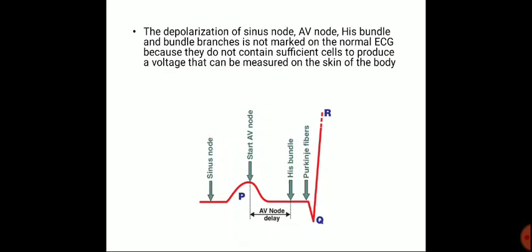Now, a very important point is that the depolarization of sinus node, AV node, His bundle and bundle branches is not marked on the normal ECG, as we already saw for the AV node, because they do not contain sufficient cells to produce a voltage that can be measured on the skin of the body. That's why during the activation of these nodes, there is a silent period of the heart. So sinus node, start of the AV node, His bundle, Purkinje fiber. So we are getting different points when we are getting the waves.